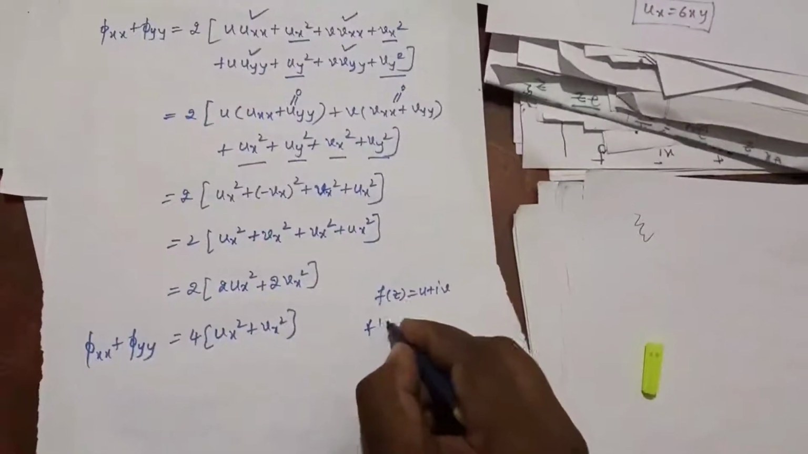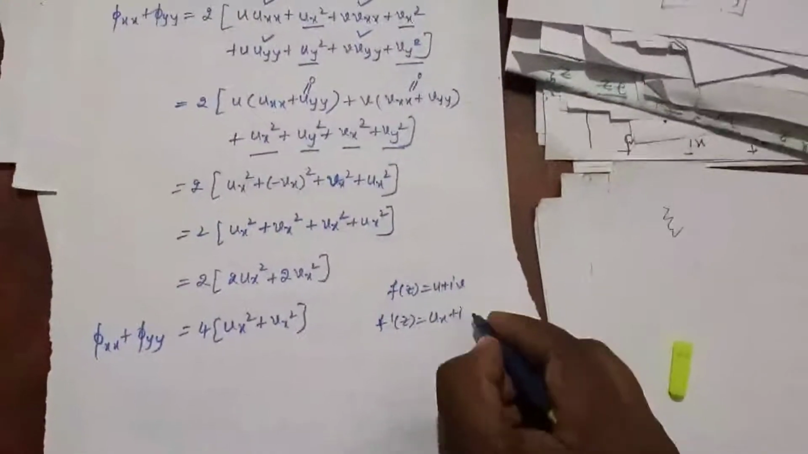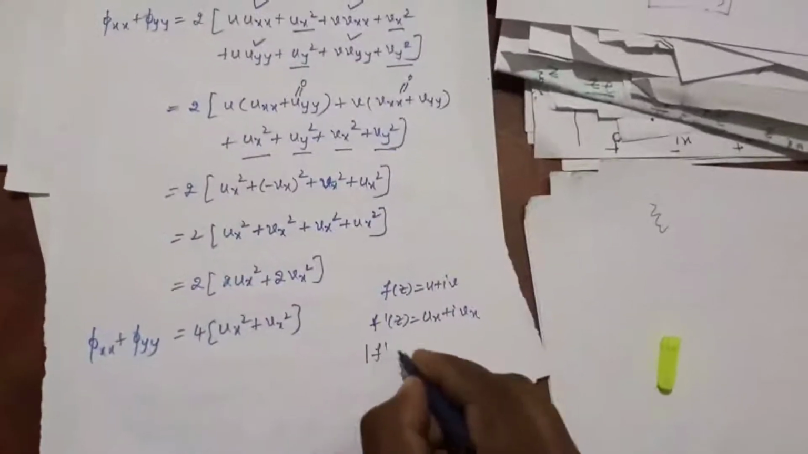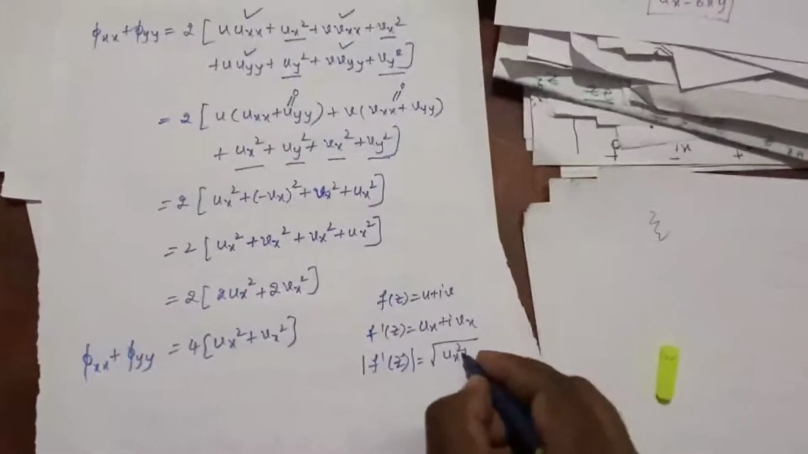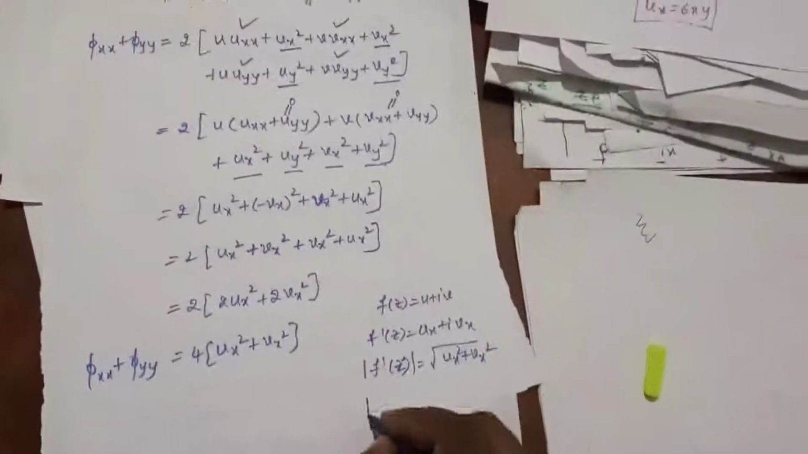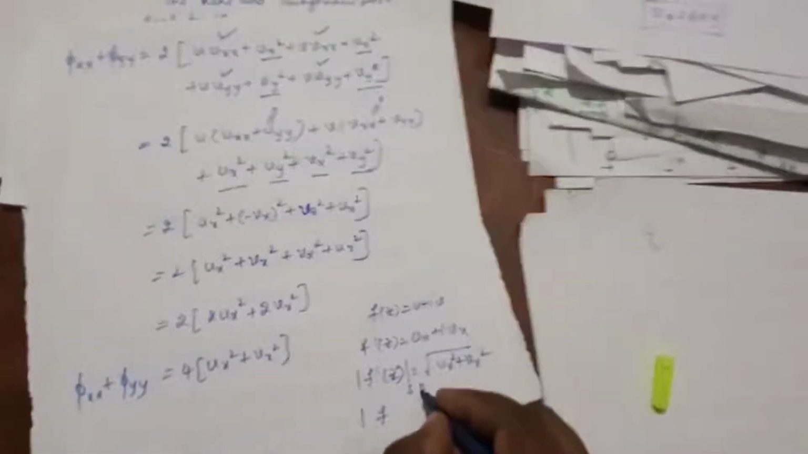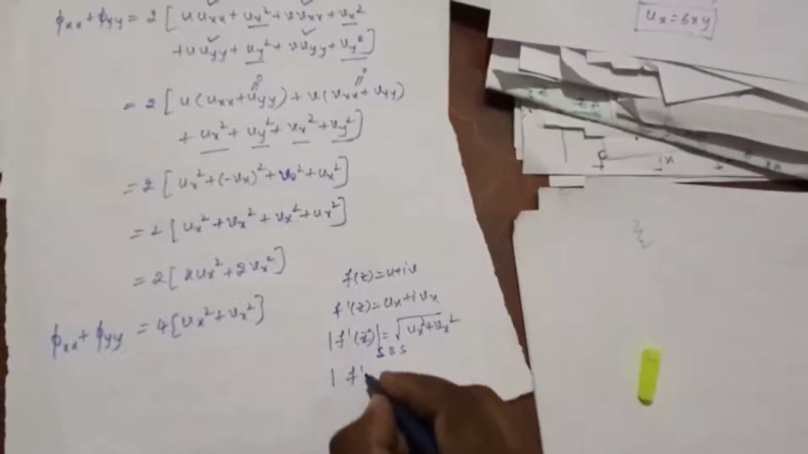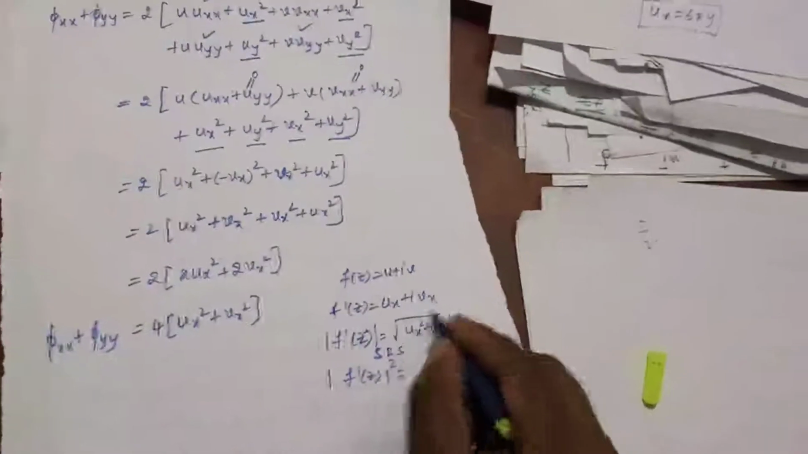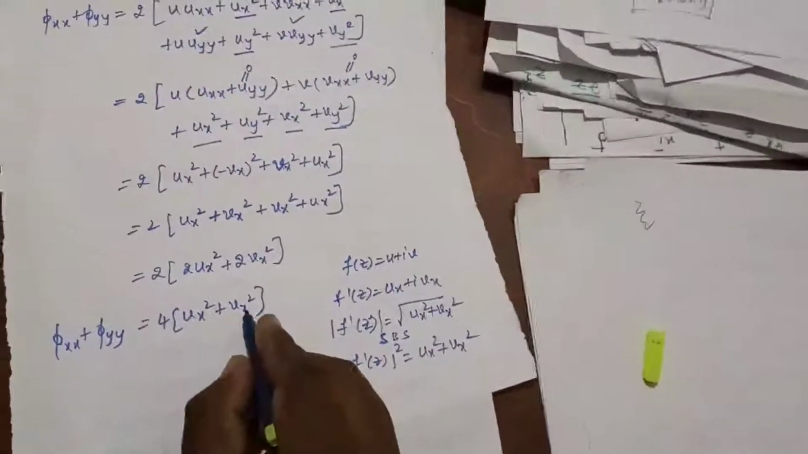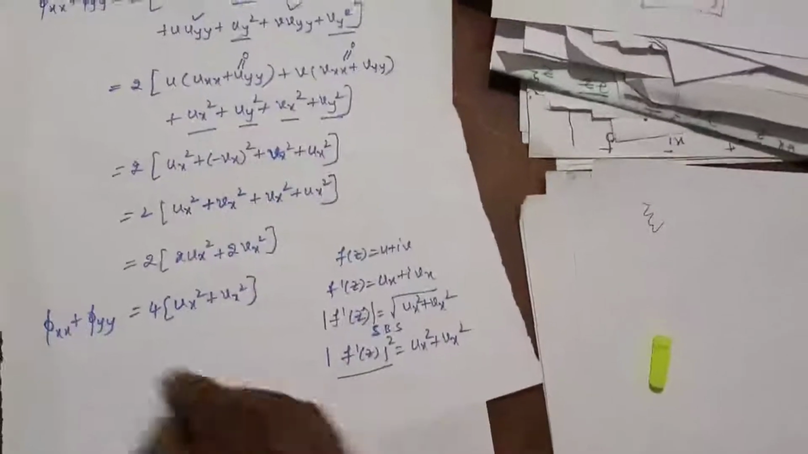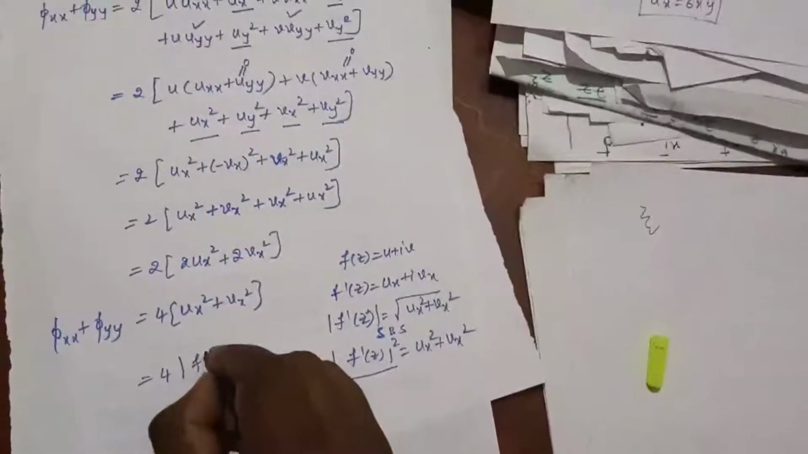What is our f dash of z? f dash of z means differentiate partially with respect to x: ux plus i vx. If we find the modulus of this, modulus of f dash of z becomes square root of ux square, real part square, plus imaginary part square. If we square both the sides, modulus of f dash of z whole square becomes, the square root gets cancelled, ux square plus vx square. In place of ux square plus vx square, we write modulus of f dash of z whole square. This is our required result.